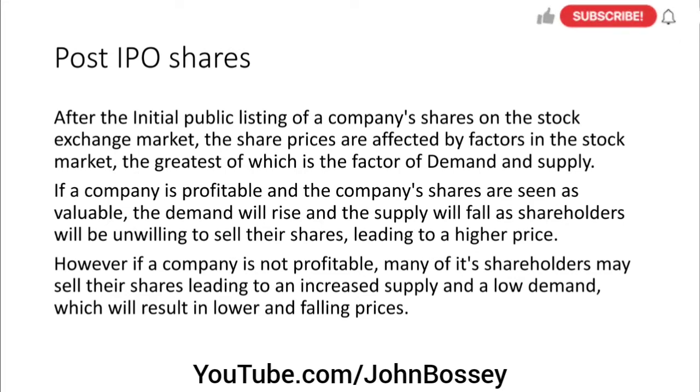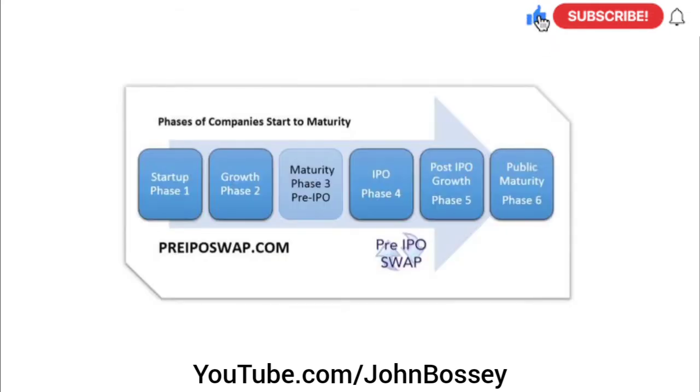However, if a company is seen as not profitable, many of its shareholders may sell their shares, leading to an increased supply of the shares and a low demand, which will eventually result in lower prices or falling prices. So we can categorize broadly into startup phase, growth phase, maturity phase, which is the pre-IPO phase, the IPO phase, post-IPO phase, which is the growth phase as well, and then public maturity.